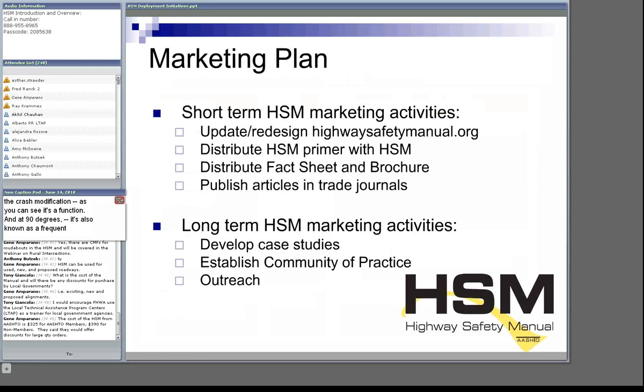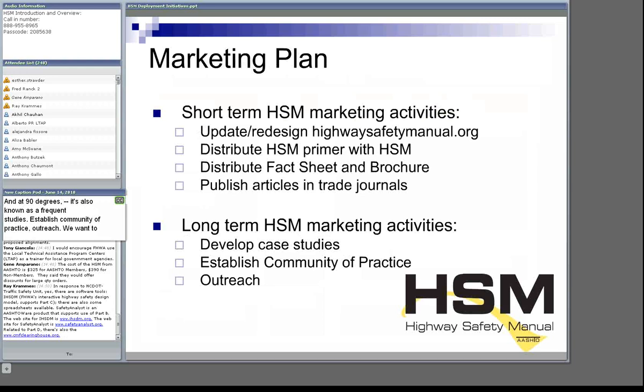We've already developed the primer. You'll be receiving a copy of the primer along with the HSM, at least the first 10 free copies that everyone will receive as far as the member states are concerned. The fact sheet and the brochure are going to be posted on AASHTO's website. They'll also be available in electronic form with an HSM suite that we're working on, along with the implementation plan. A trade article was already developed, and ITE Journal is going to have that article in it for the June issue, so you should be able to get a copy of that pretty soon.